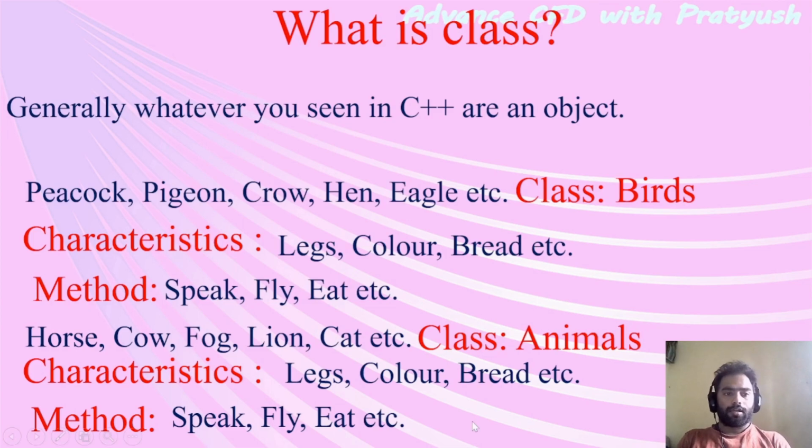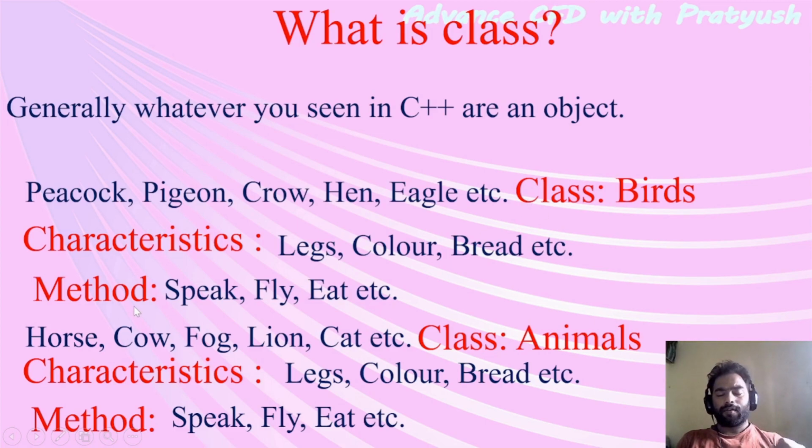For example, here are the peacock, pigeons, crow, hen and eagle. If you want to classify these different objects into a particular group, you can say that these are birds. So bird is a class for these objects. If you are asked what the characteristics are, you can say their legs, their color and their breed are some characteristics of this class.